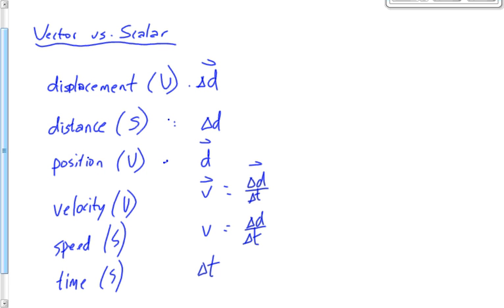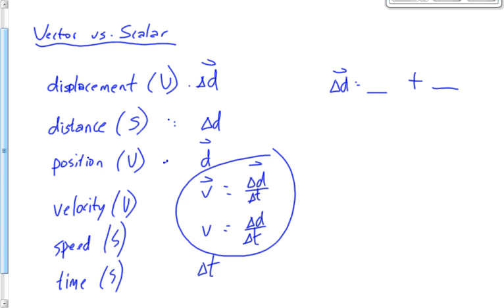Position or displacement over time, meters per second. Is that good? Okay, we looked at some problems yesterday involving speed and velocity. One of the tricks we ran into here was calculating the displacement, calculating delta D. Sometimes we added things together to get delta D, and sometimes we subtracted things to get delta D.